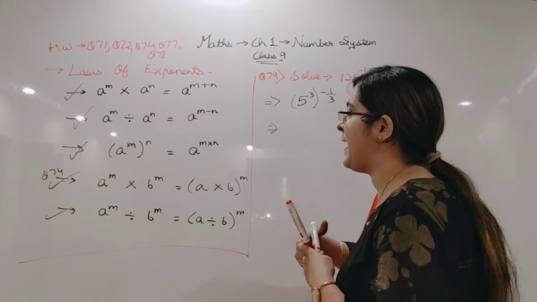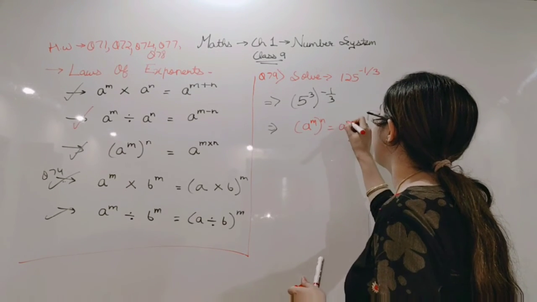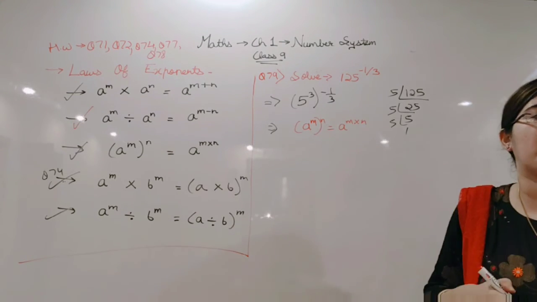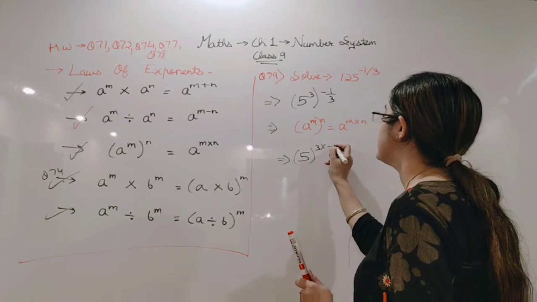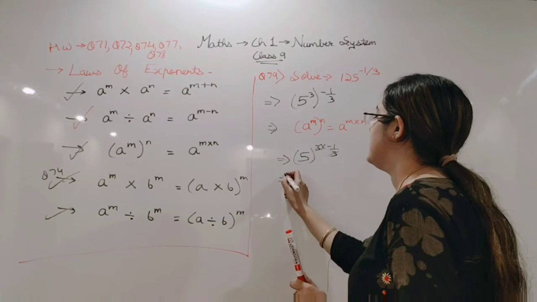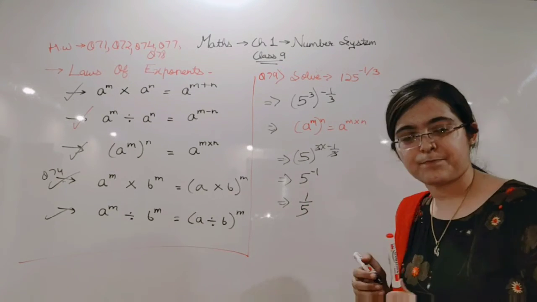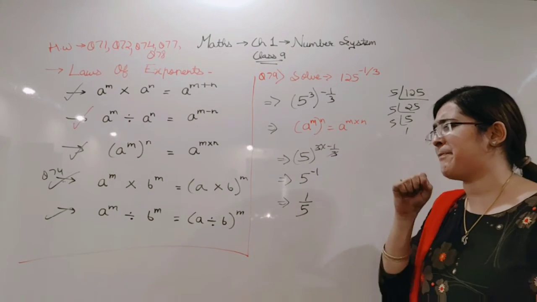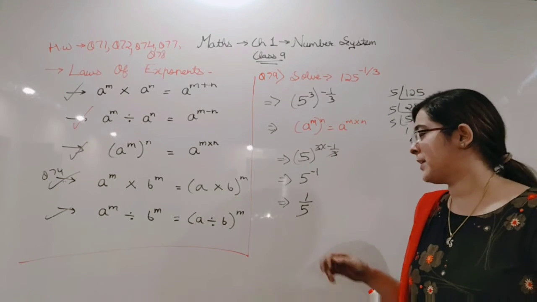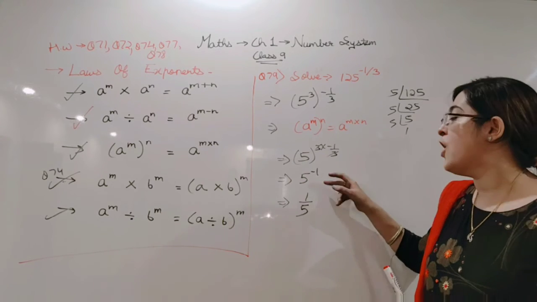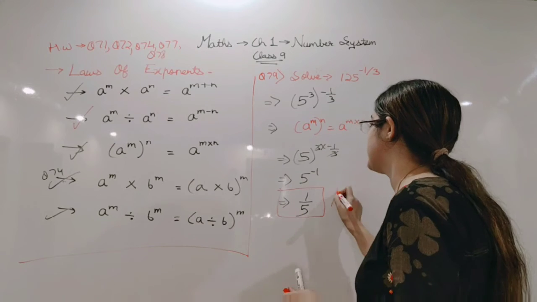Now which property will we apply? This third property: a to the power m to the power n is equal to a to the power m into n. Students, you have to always write the property. So it will become 5 to the power, we multiply the powers. The 3 got cancelled. So 5 to the power minus 1, we can write as 1 upon 5. Whenever there is a negative power, you can write its reciprocal. So this will be your answer.